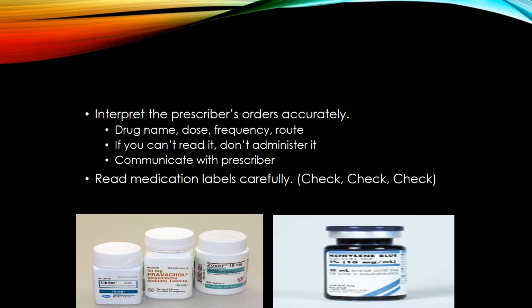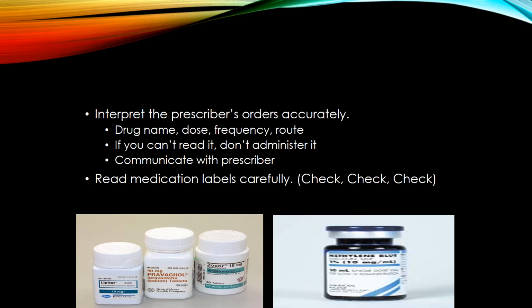Interpreting the prescriber's orders accurately. Drug name, dose, frequency, and route. If you can't read it, don't administer it. And we've got to communicate with that prescriber. Also, we've got to read the medication labels carefully. I've got some examples there where you can see Lipitor 10 milligrams, Pravachol 40 milligrams, Zocor 10 milligrams. Those are PO medicines, oral medicines like tablets.